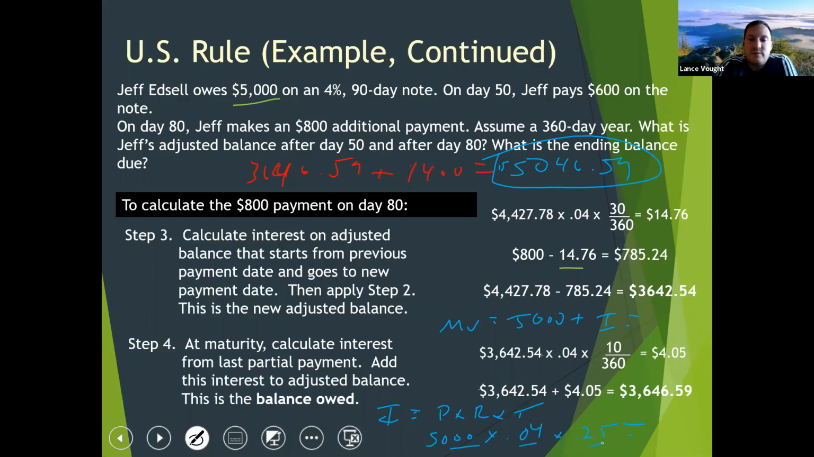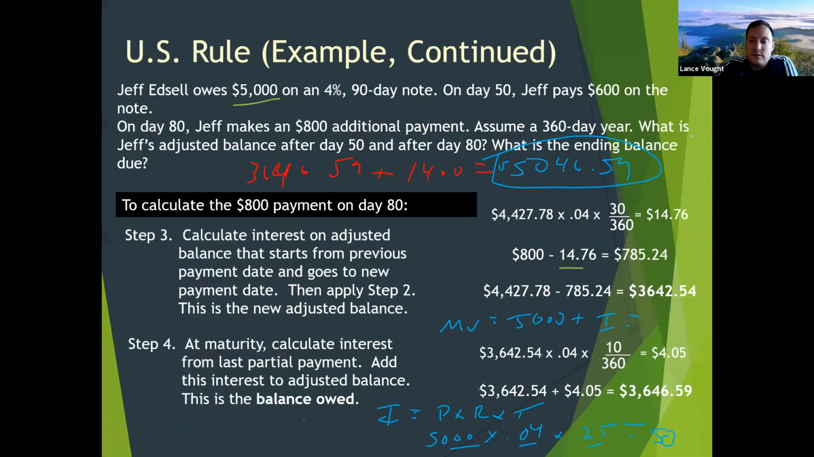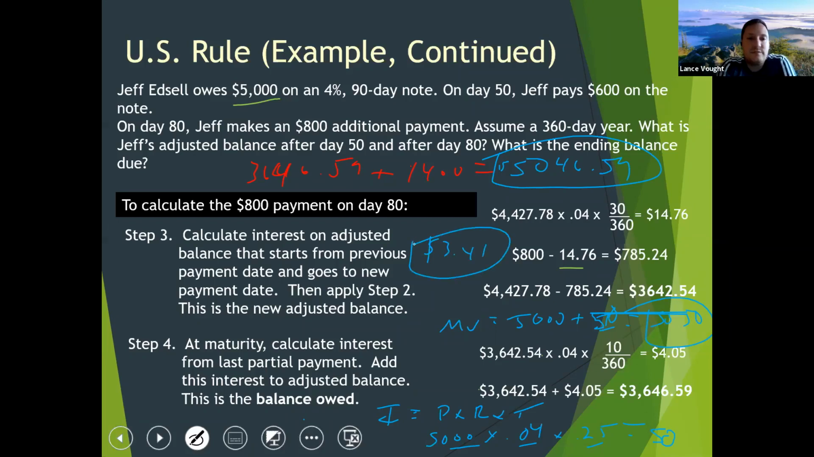So when you do this, did anybody get the answer? So for this, yes, someone messaged me $5,050. That is the correct answer for the maturity value. Because when you plug in this, you get 50 bucks. You add 50 in for here, and you end up getting 5,050 as your answer. So by making those partial payments, it's not a lot, but he ended up saving himself $3.41 in interest.